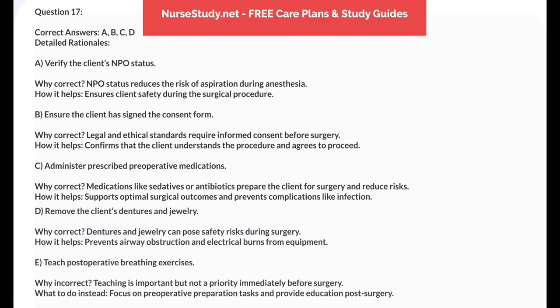E. Teach postoperative breathing exercises. Why incorrect? Teaching is important but not a priority immediately before surgery. What to do instead: focus on preoperative preparation tasks and provide education post-surgery.